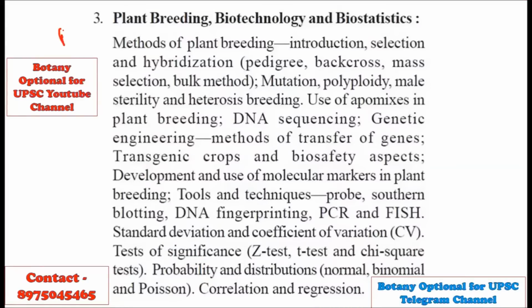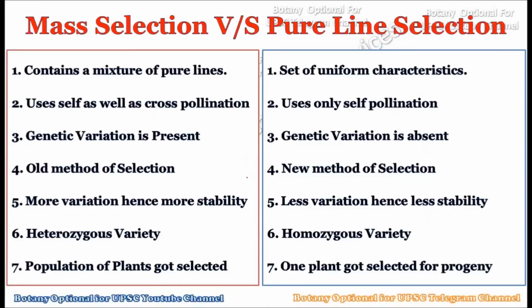So we are dealing with paper number 2 and chapter number 3, that is plant breeding, biotechnology and biostatistics, and we are here at selection. Now consider this slide. This slide shows you the 7 basic differences between mass selection and pure line selection. Consider the first one.